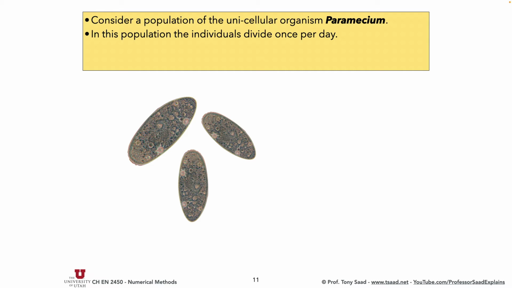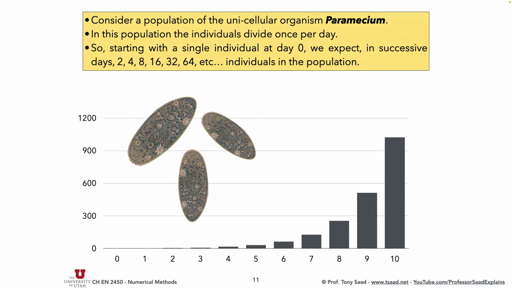In this population, the individuals divide once per day. So if you start with 3, the next day you're going to have 6, the next day you're going to have 12, and so on. Starting with a population of a single organism, after a day you're going to get 2, and then you're going to get 4, and so on and so forth. And you see that rise in the population.